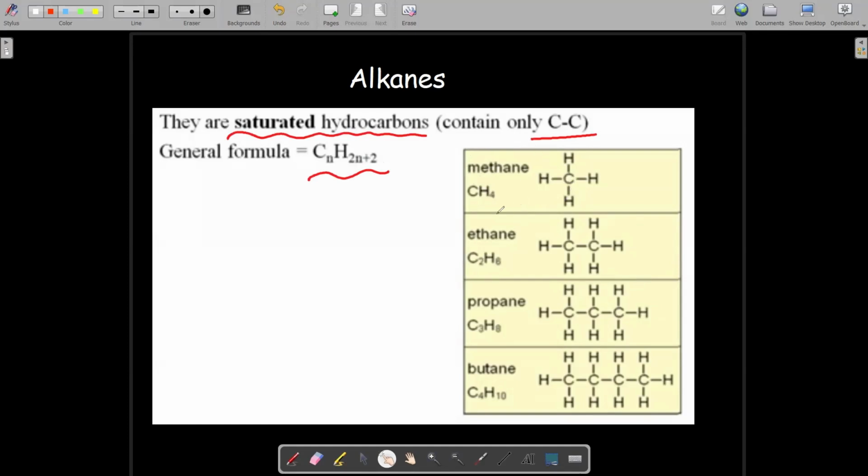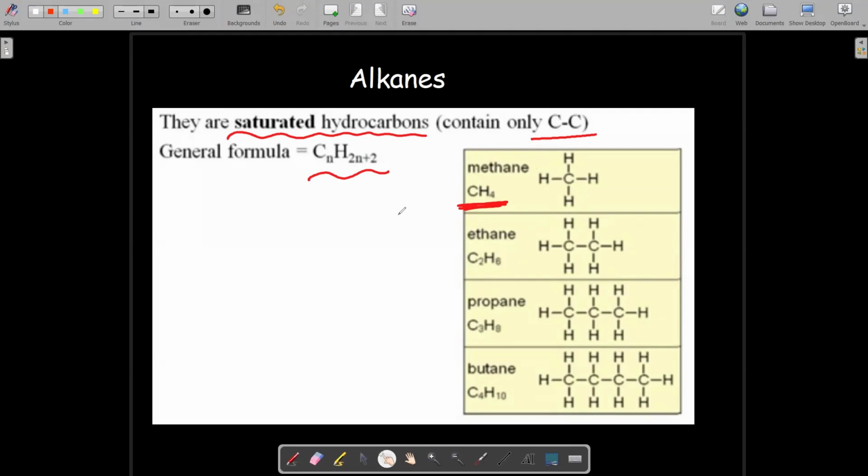So the simplest alkane is methane with a single carbon, and when you add another CH2 to methane, the first member of the alkane hydrocarbons, it becomes ethane. So remember, the members differ from one to the next by a CH2 unit.